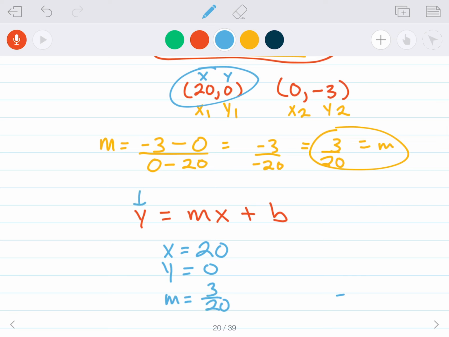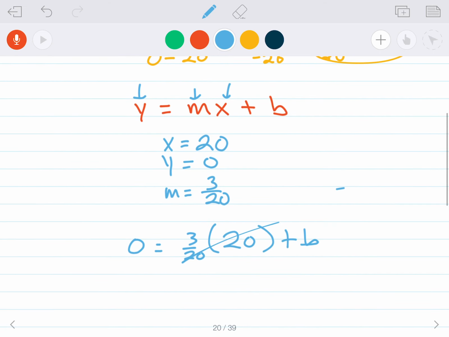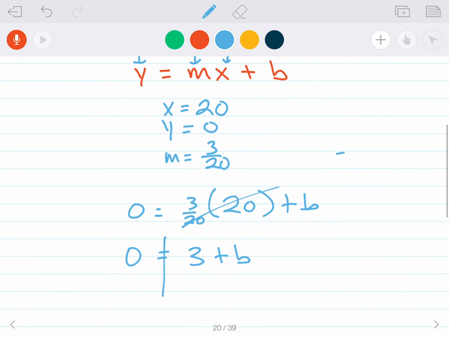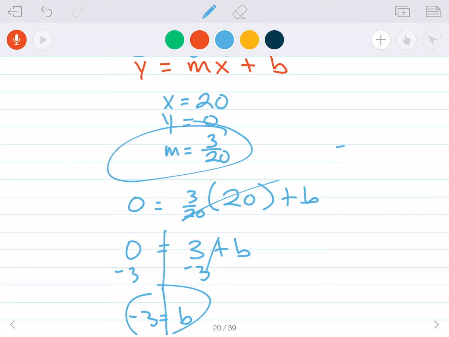So subbing each of those values in here and solving for b, I get 0 equals 3 over 20 times 20 plus b. These 20s cancel. 3 over 20 times 20 over 1 is simply 3. So I get 0 equals 3 plus b. Subtract 3 from both sides, and I get b is equal to negative 3. So I know b and m, so my equation is y equals 3 over 20 x, plus b. This is my answer right here.